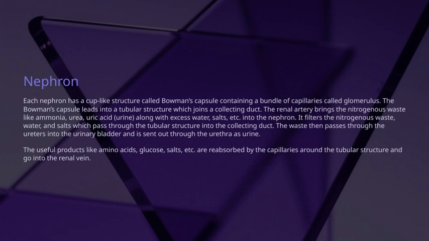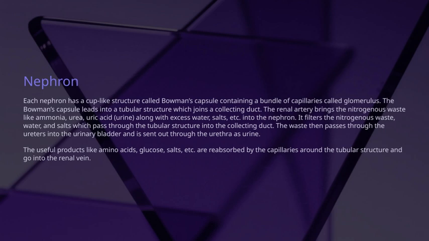Inside this capsule is a bundle of tiny blood vessels called the glomerulus, which is where the initial filtration happens. The Bowman's capsule then leads into a tubular structure, which joins a larger collecting duct. The renal artery brings in nitrogenous waste products like ammonia, urea, and uric acid, along with excess water and salts. These wastes are filtered out in the nephron, passing through the tubular structure into the collecting duct.